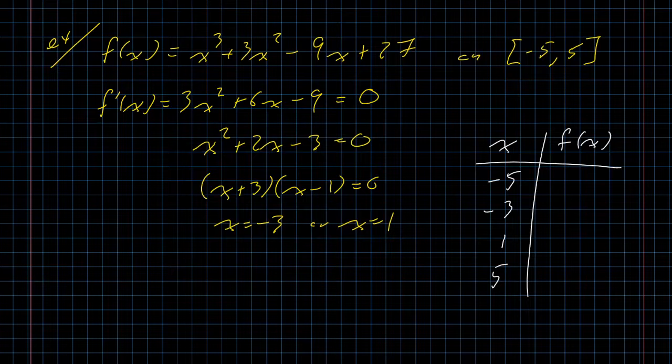Right? Negative 5 cubed is negative 125. Negative 5 squared is 25, times 3 is 75. 9 times 5 is 45. All right, so negative 125 plus 75 is negative 50, plus 45 is negative 5, plus 27 is 22.